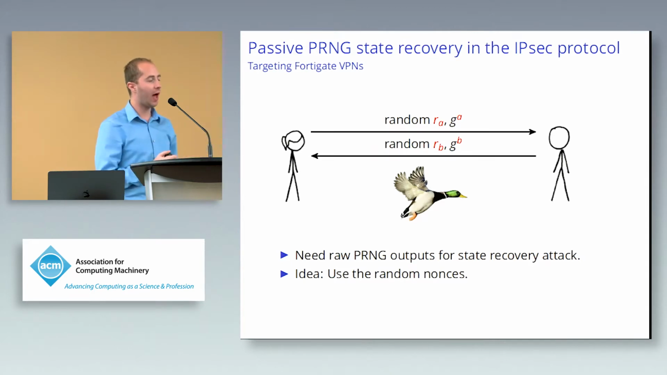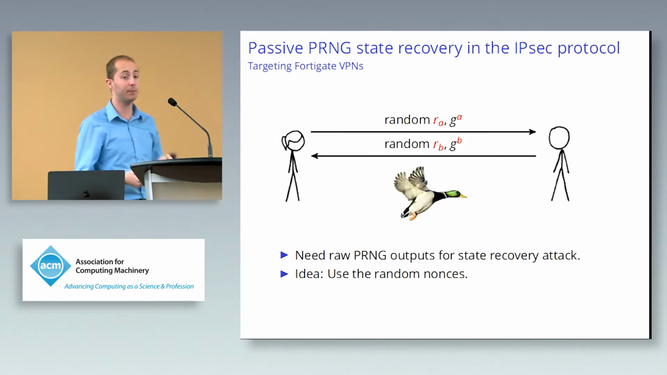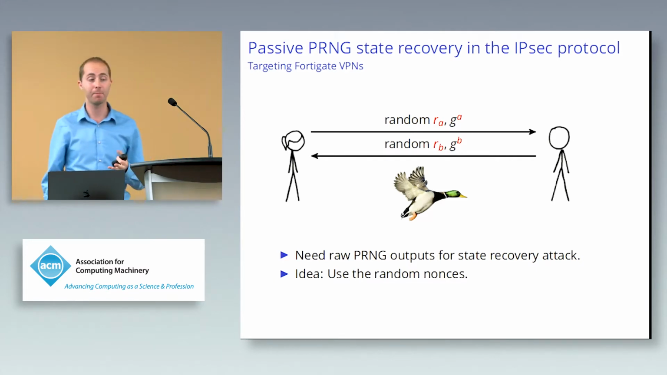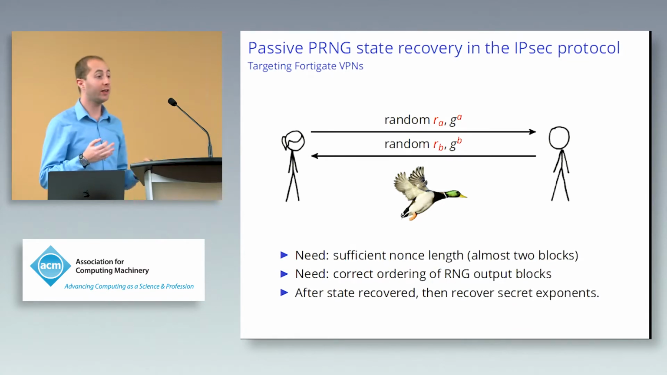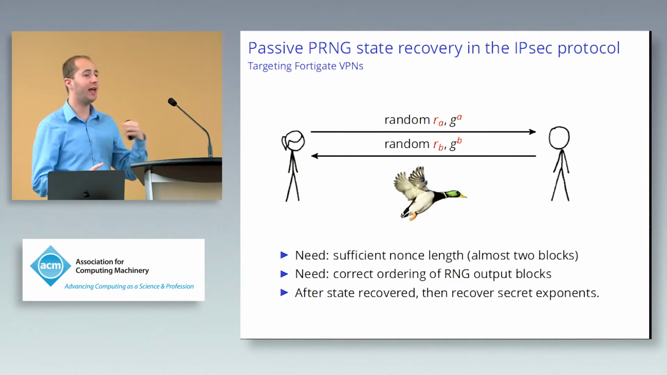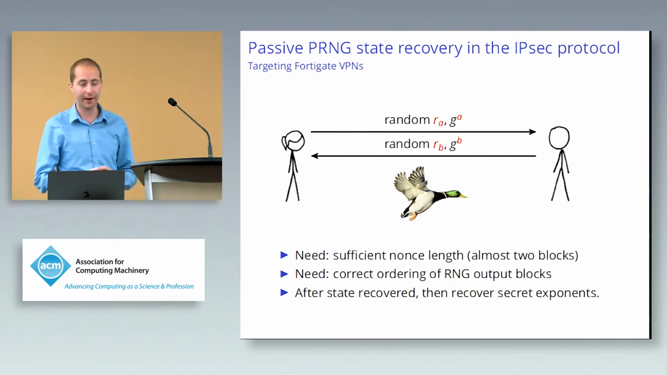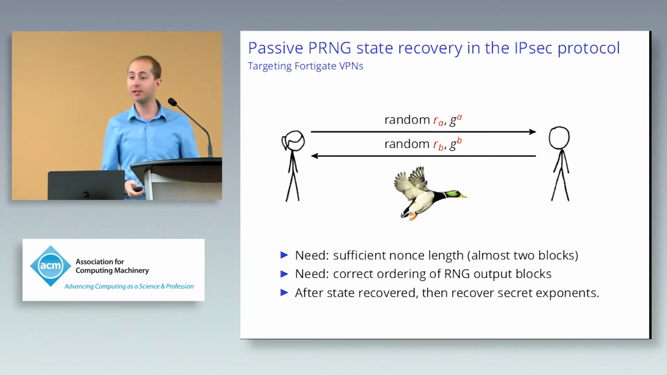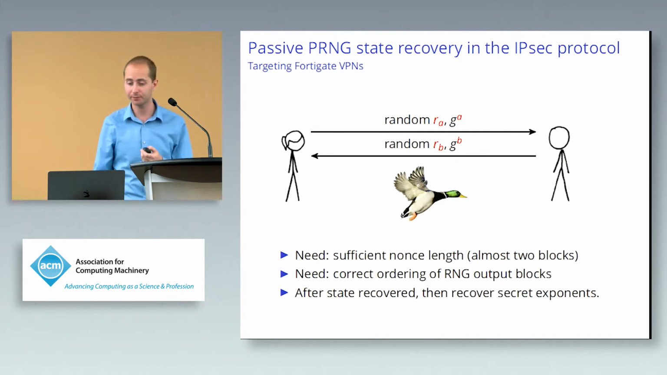As we saw in the attack by Kelsey et al., we're going to need some raw outputs of the pseudo-random number generator in order to mount our attack. So the idea here is to use these nonces that we hope are of sufficient length, and we're also going to hope that all the RNG output blocks are in the correct order for us to be able to mount this attack. Then, once we perform the state recovery attack of Kelsey et al., we can simply wind forward the generator to produce the secret exponents used to generate the Diffie-Hellman parameters.